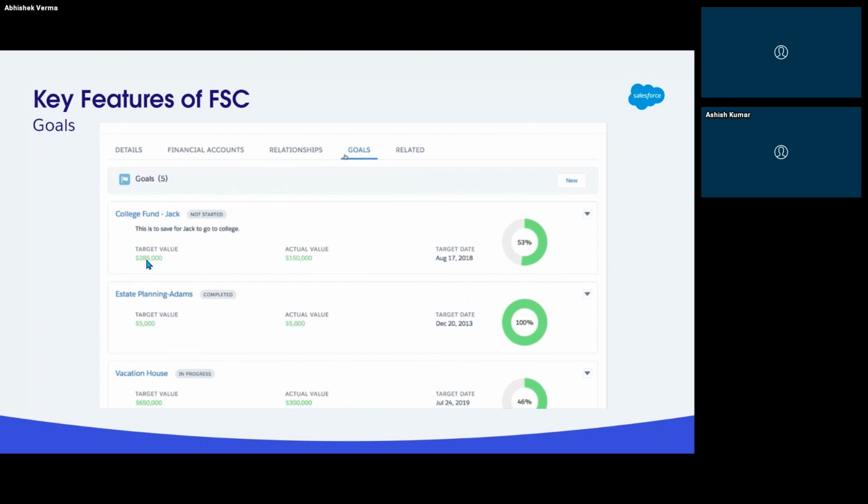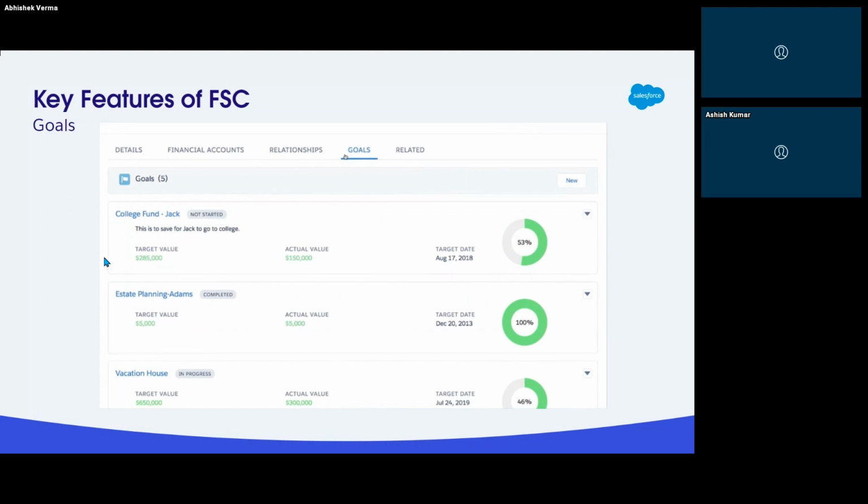Okay, so another feature of FSC is goals. Everyone has goals in their mind, right? They want to purchase a home, they want to purchase a car, they want to go for higher education. So all his personal goals can be maintained in the FSC, and the bank and the person can also see what progress he is making toward reaching that particular goal.